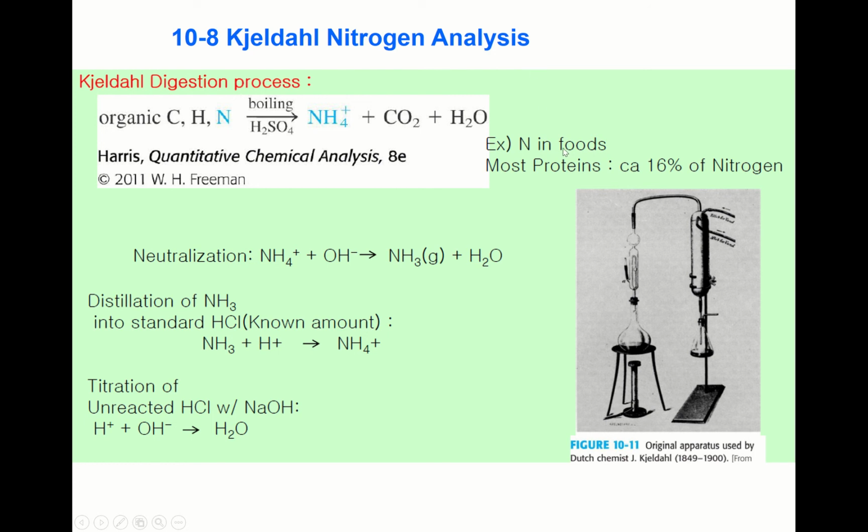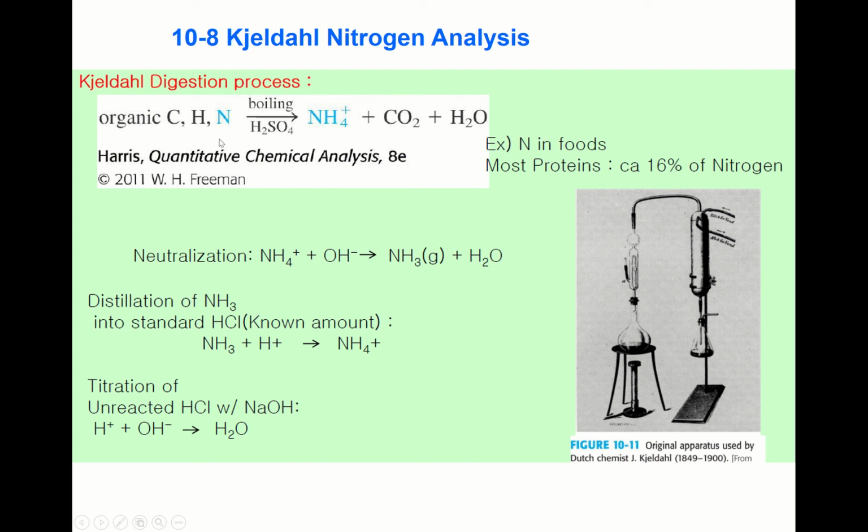Because, for example, proteins are composed of amino acids, and each amino acid contains nitrogen, because it contains an amine group, right? So by analyzing nitrogen content, we can estimate that this food contains this percentage of protein. Most proteins have a nitrogen content of about 16%. And how do we analyze nitrogen in food or in anything?